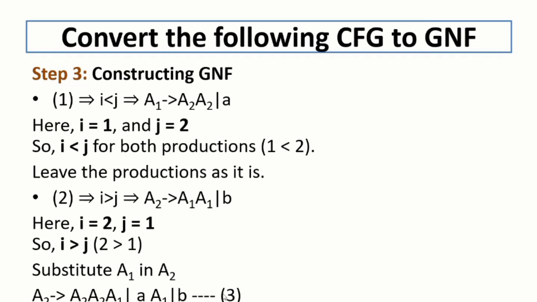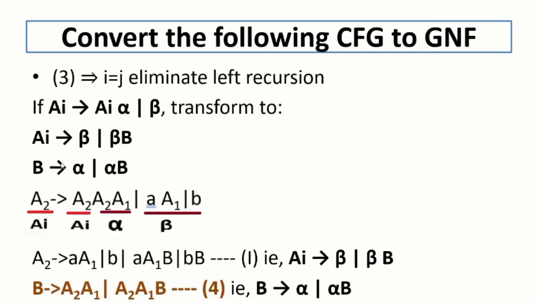Consider this as equation 3. In equation 3, I value 2, J value 2. Both are equal, which means I equal to J, and we do the left recursion. If we have A base I tends to A base I alpha or beta, then we replace it with A base I tends to beta or beta B. Next, B tends to alpha or alpha B.